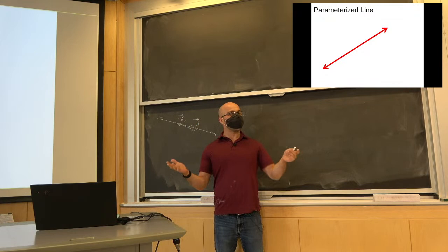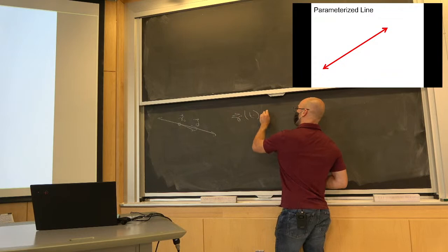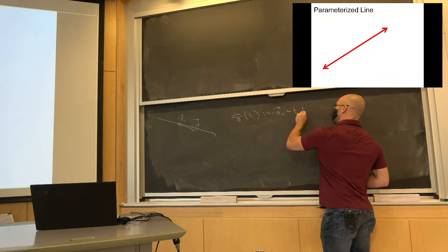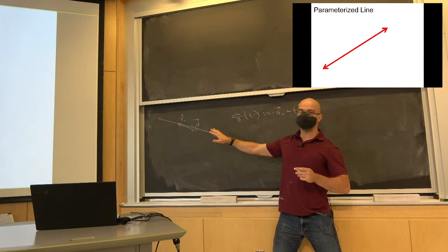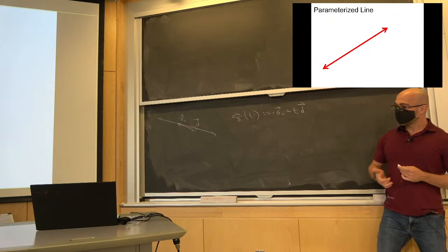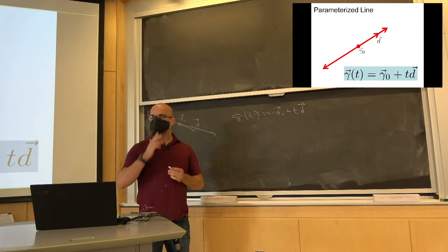Gamma of t is equal to gamma naught plus t times the direction. Obviously, as I change t, I'm rescaling this vector here, and I'm getting different points along the line. I'm also standing in front of the equation, so you can't actually read it. There you go. Okay, so I think that's a totally sensible parameterization of a line.